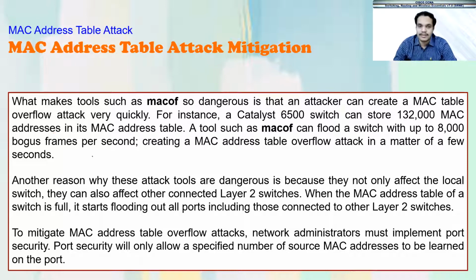Another reason is that this does not affect just that particular switch itself. When you have a network, one switch is connected to another switch, and if a switch starts forwarding traffic on all the outgoing ports, this will automatically impact the other layer 2 switches too, because they now receive all this unwanted traffic. So to mitigate the MAC address table overflow attack, network administrators must implement port security.